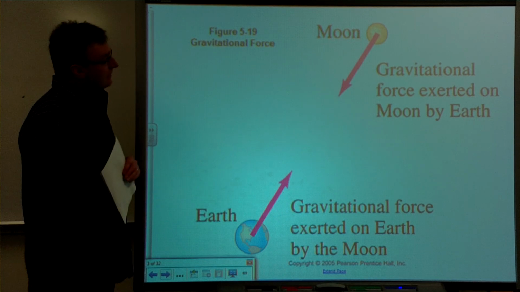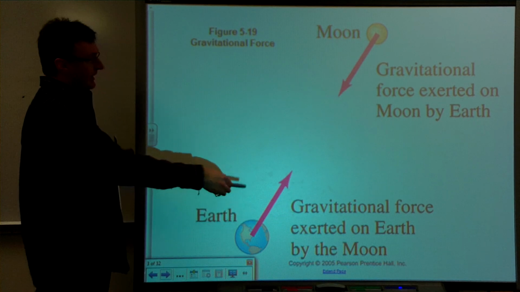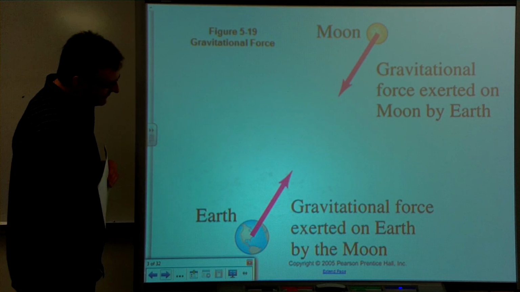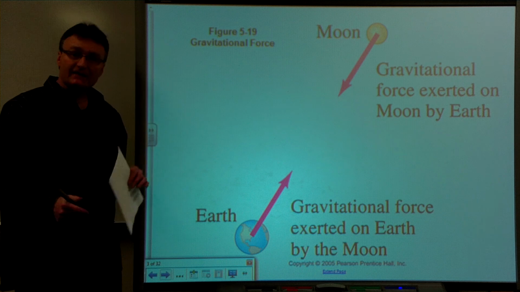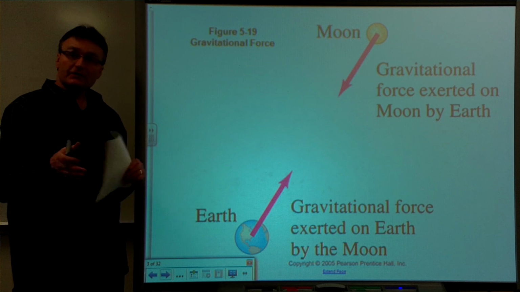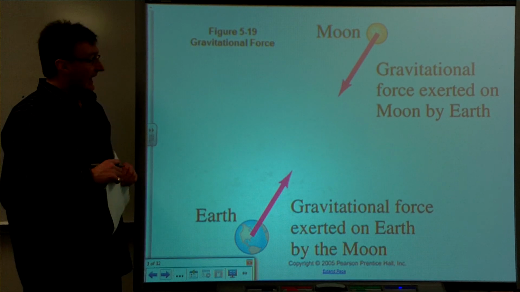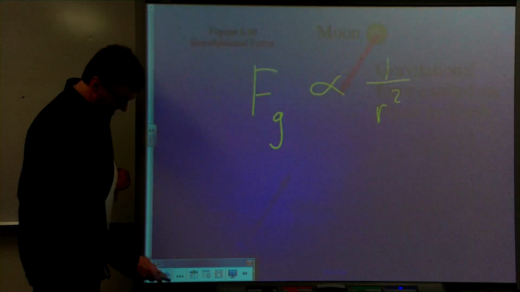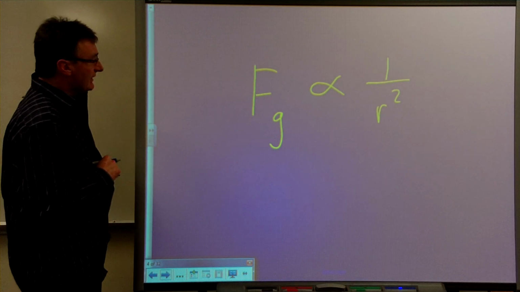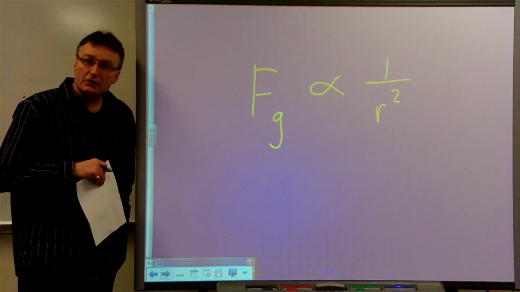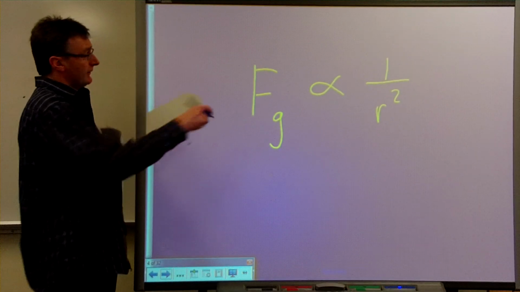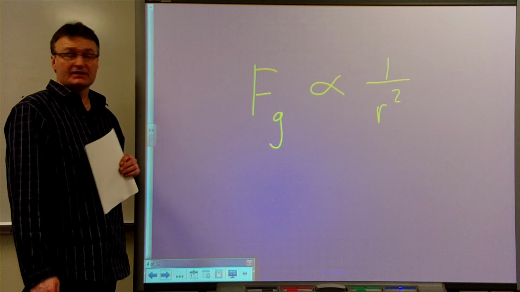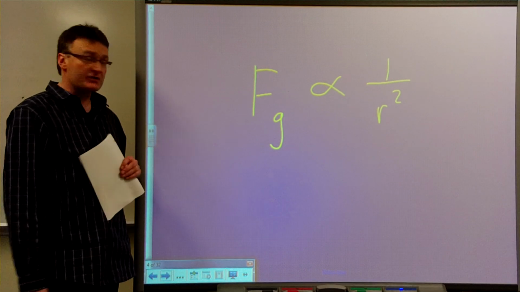He also recognized that the forces of gravity between two objects are equal and opposite. Any two masses will produce a force of gravity between them, and the forces will be equal but opposite in direction. So here's what was initially determined about the force of gravity: it varied inversely with the square of the distance. So this was an inverse square relation.